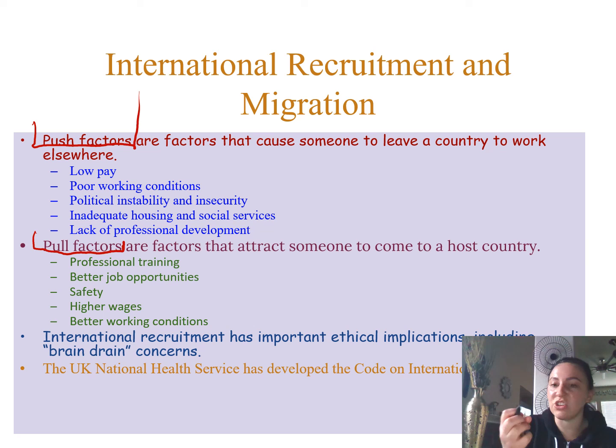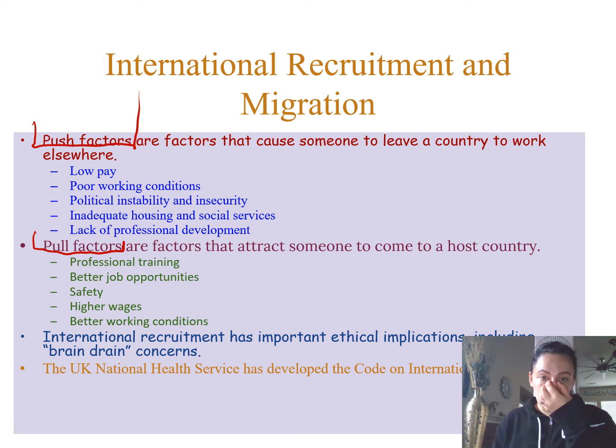Safety alone is a big deal, and that will definitely draw people closer. People leave their countries and their homes when they're not safe, when their safety is threatened. So safety is huge. Also, higher wages. You want a better life for yourself and your family. You want to move on up. And better working conditions. These are all very important pull factors that would pull people from other countries to work in this country or any other country.